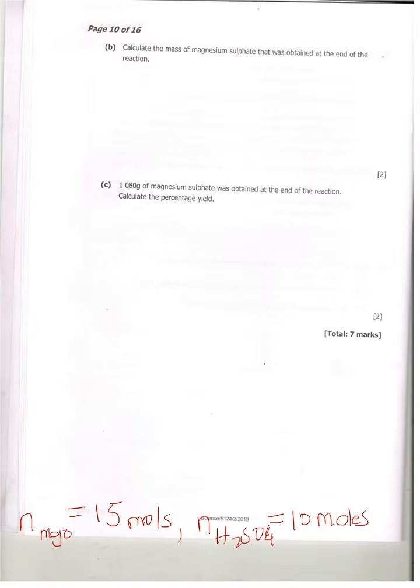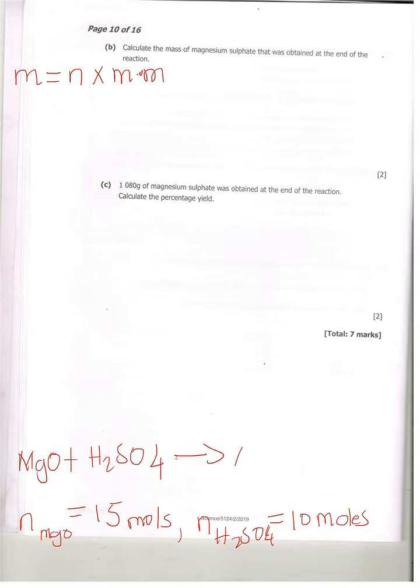Now the question is, we are trying to find the mass of magnesium sulfate. So for us to find the mass, let's look at the formula. Mass is equal to number of moles multiplied by the molar mass. So for us to find the mass, we need to first look at the number of moles. Now we have the equation. The equation was magnesium oxide plus sulfuric acid gave us magnesium sulfate plus water. From the equation we can see that it is balanced already.